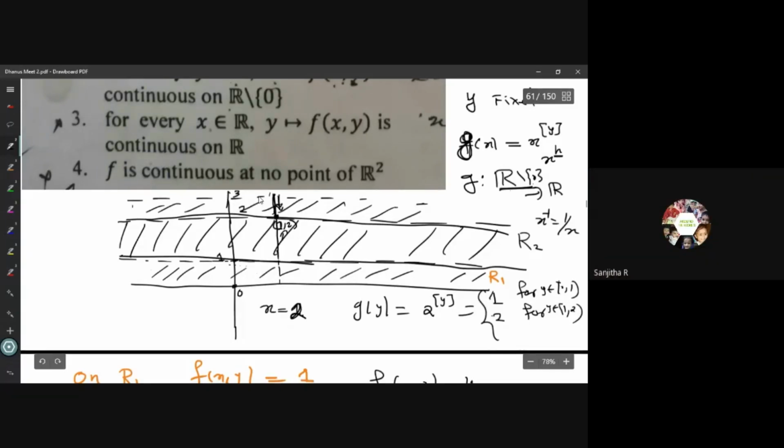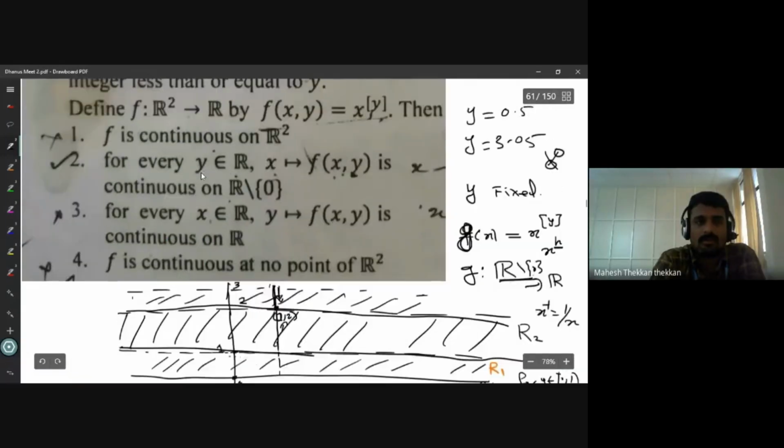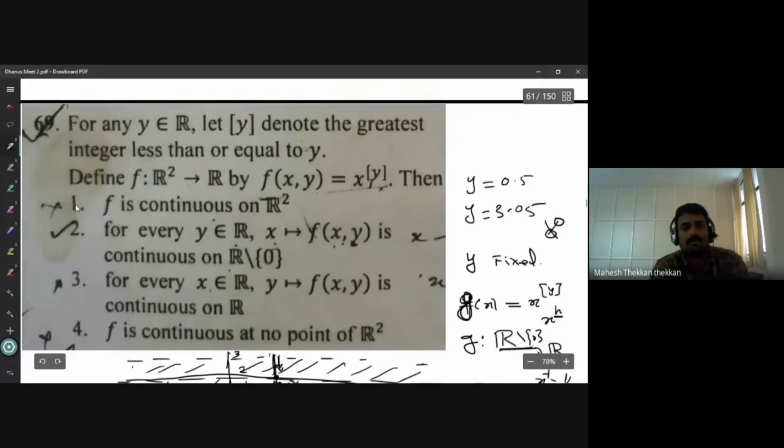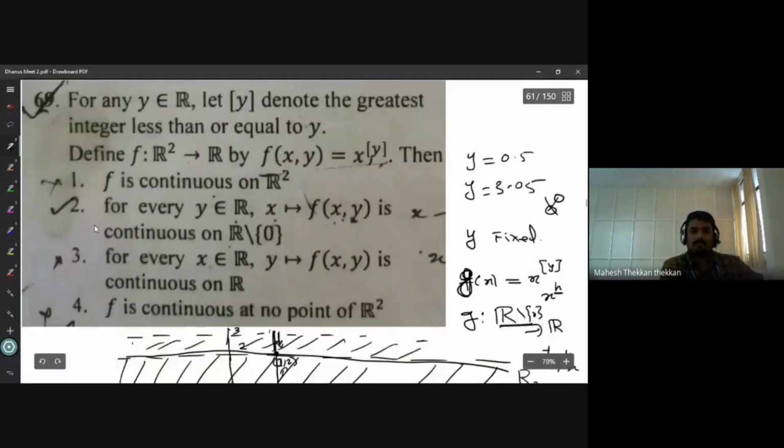Yes, sir, clear. Yeah. So what is the option? Only the second option is correct. The last option, f is continuous at no point of R2, is wrong. F is continuous somewhere, right? So the second option is correct. Is that okay?